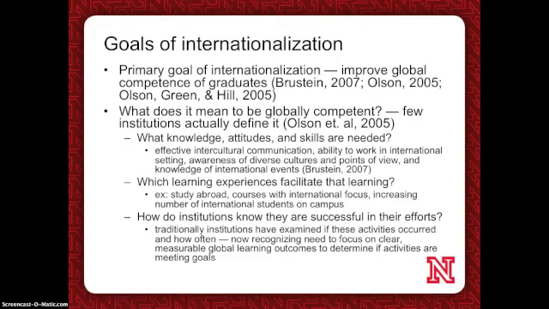And the third question, how do institutions know they are successful in their efforts? This is the most difficult question to answer. Traditionally, institutions have examined if these activities occurred and how often they occurred, but they now recognize a need to focus on clear, measurable global learning outcomes to determine if these activities are actually meeting goals.